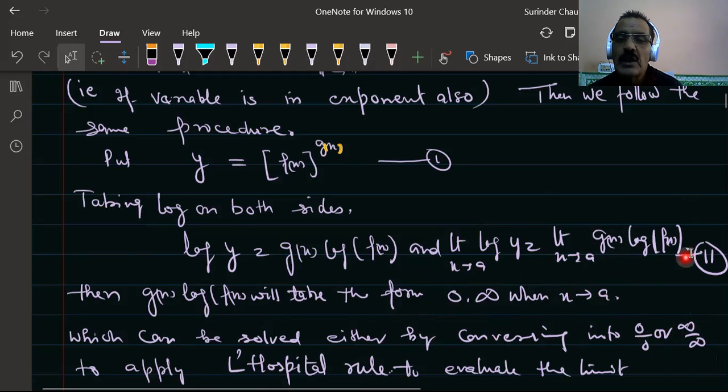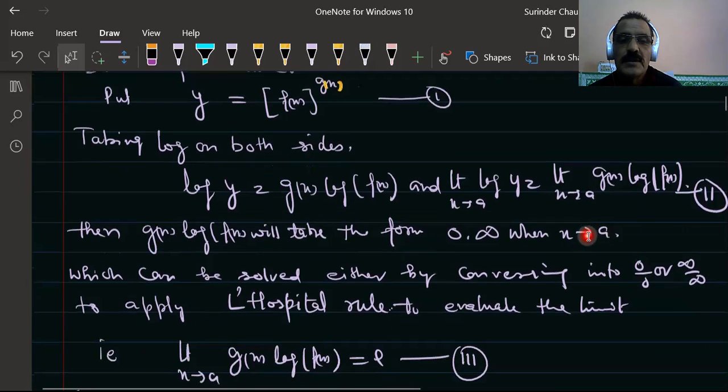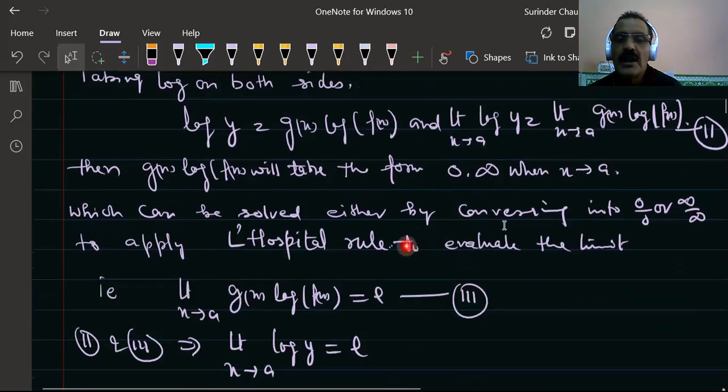We'll take the right hand side only. After evaluating the limit of the right hand side, suppose the limit as x goes to a of g(x) into log of f(x) comes out to be L. How will you find it? We have calculated this with the help of applying L'Hospital rule. This is a finite number. We find the limit of the right hand side function and let its value be L. Then we substitute the value of the limit here, L will be here.